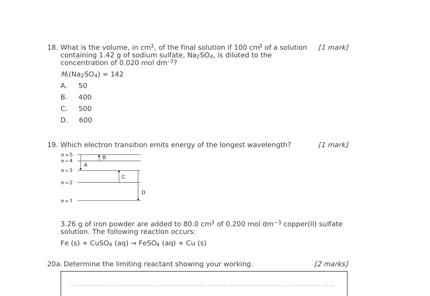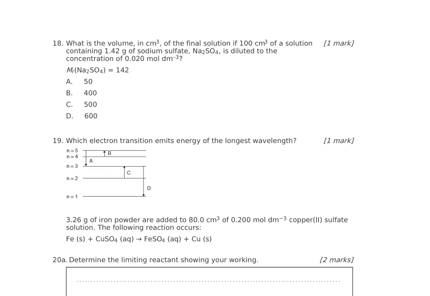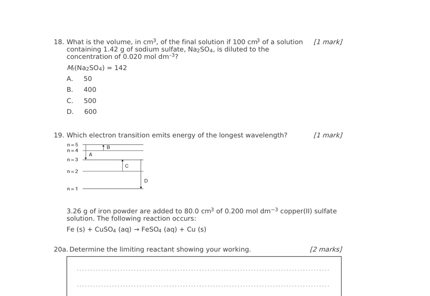18. What is the volume in centimeters cubed of final solution if 100 centimeter cubed containing 1.42 sodium sulfate is diluted to a concentration of 0.02 moles? Okay, so we want to know how many moles are in our initial solution. And remember, we have calculated this, so it's going to be 1.42 over 142. So we're going to move the decimal place. 0.01 moles. Okay, and that's in 100 centimeters cubed.